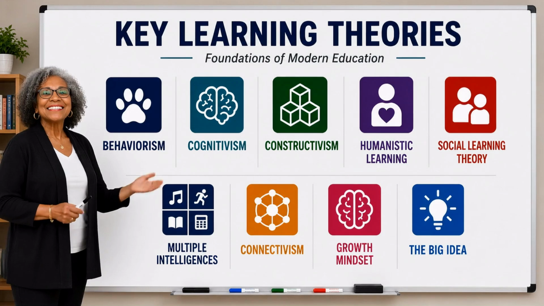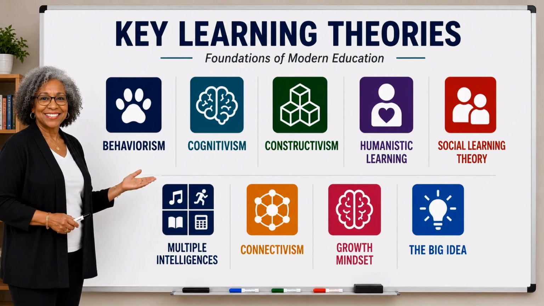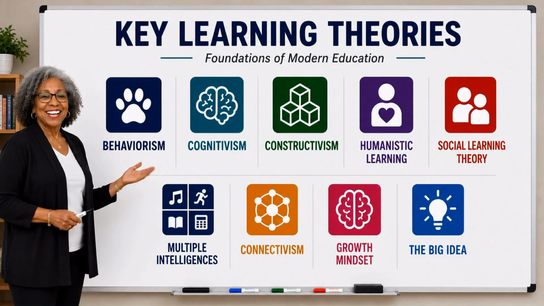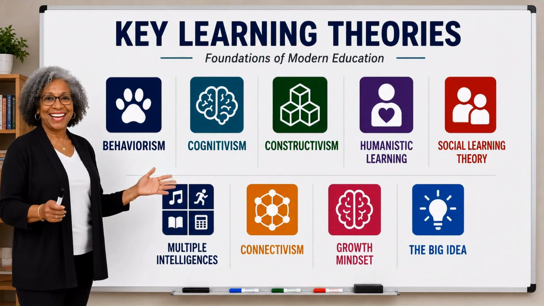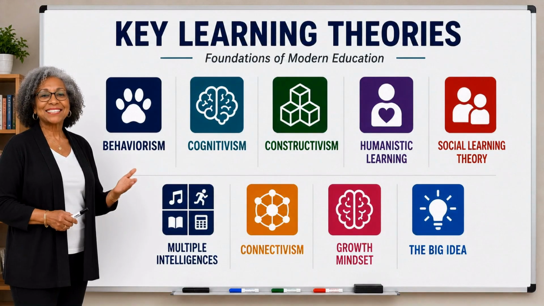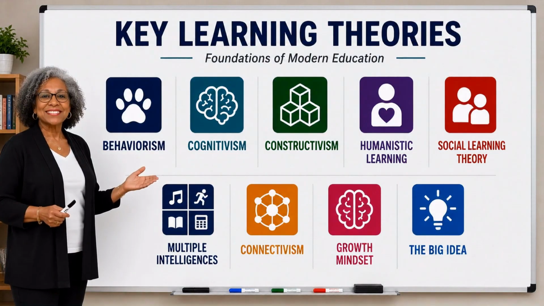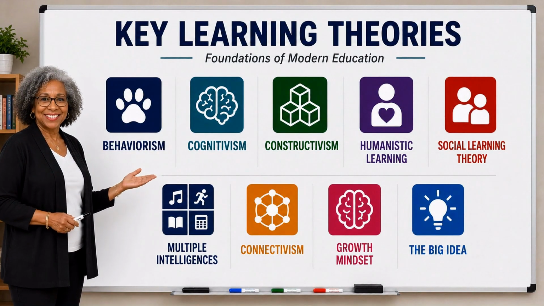Closing together, these theories help explain modern education. Behaviorism explains reinforcement and habit formation. Cognitivism explains memory and thinking. Constructivism explains active learning and scaffolding. Humanistic learning explains the importance of emotional safety and motivation.